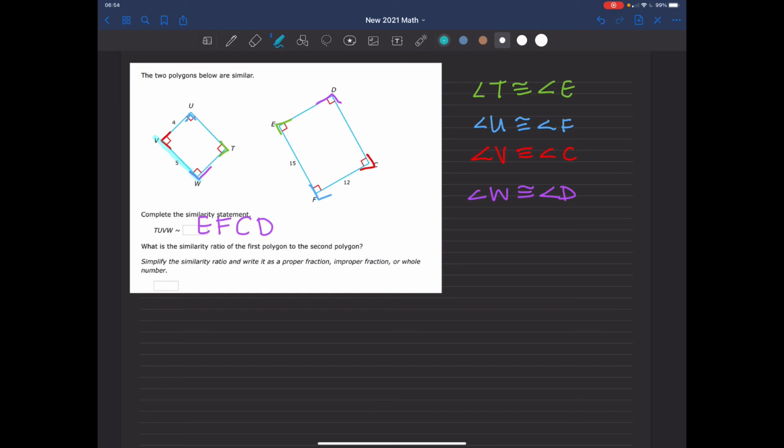VW over CD. So we're going to say that VW is over CD. All right, so VW is 5 and CD is 15. When I simplify that, I get 1 over 3. And that is my similarity ratio. And this is my equivalence statement. All right, see you in class.